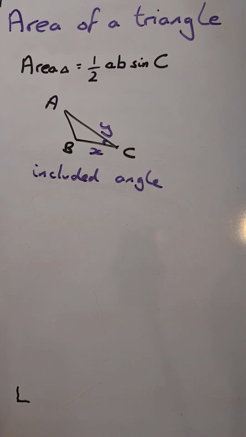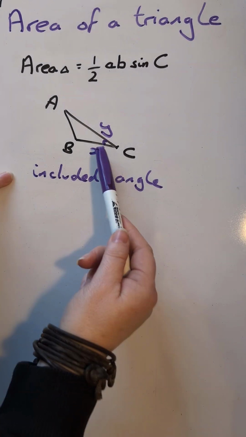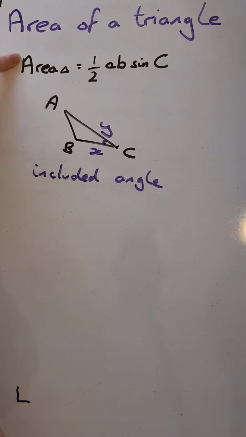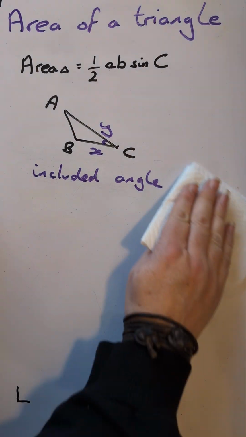When we come to the cosine rule, we're going to use that quite a bit, and I've got a video that goes along with that for you. So the included angle, and we can use this formula. It's very straightforward.